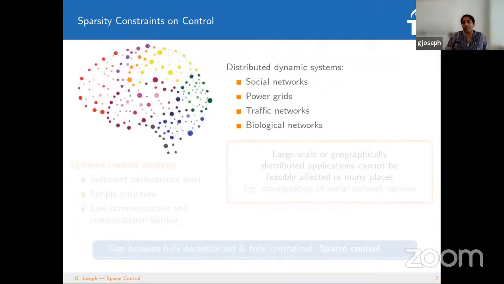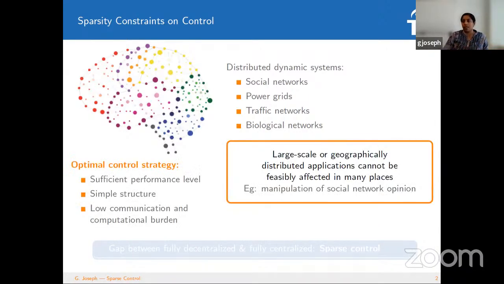So why do we need sparsity constraints? Consider large-scale or geographically distributed networks. It could be social networks which connect people like Facebook or Twitter, or it could be power grids, traffic networks, biological networks, etc. These networks could be very large scale, or located at different places. It could be geographically distributed. So controlling such systems is in general challenging. These systems will have different degrees of freedom. You could tune them at different places, and it may not be feasible to control all of them at the same time.